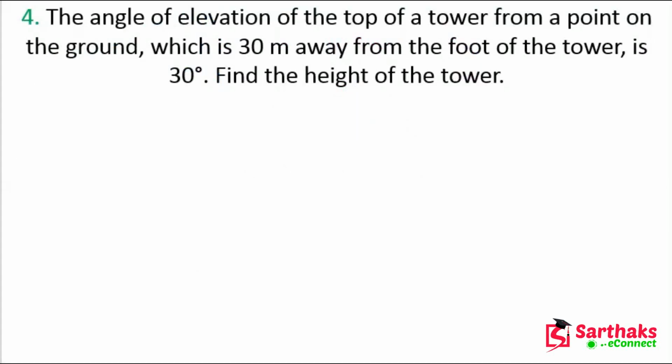So the next question is, the angle of elevation of the top of a tower from a point on the ground which is 30 meter away from the foot of the tower is 30 degree. Find the height of the tower. So let's draw the diagram. We have an angle of elevation of the top of the tower from a point on the ground. Let's suppose we have a tower like this. This is a tower and this is the ground.